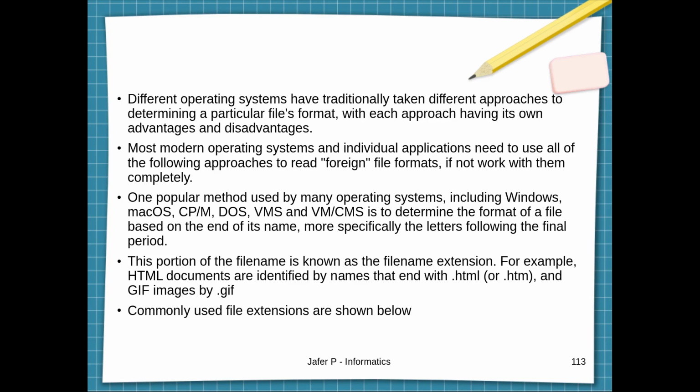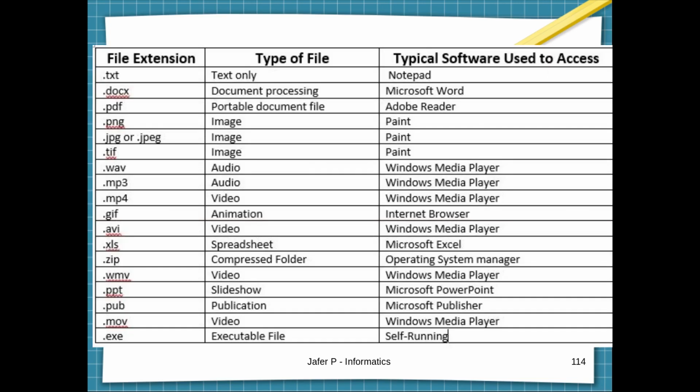Commonly used file extensions are below. These are the commonly used file extensions. For example, .txt means text only. The typical software used to access it is Notepad, right? And .docx. You have frequently seen this in your life, when you are creating a document in Microsoft Word. The type of file is document processing, and the application you can use to read or process it is Microsoft Word. And .pdf, portable document format, is read by Adobe Reader.